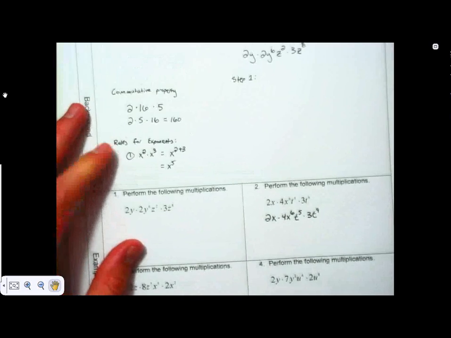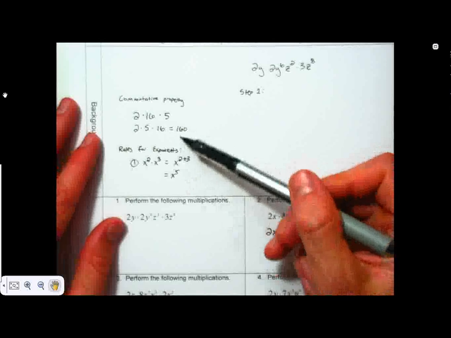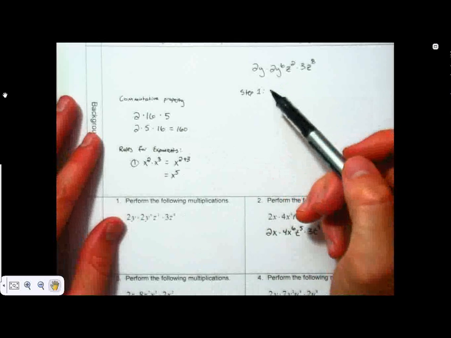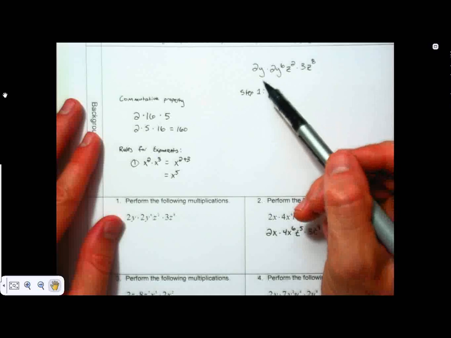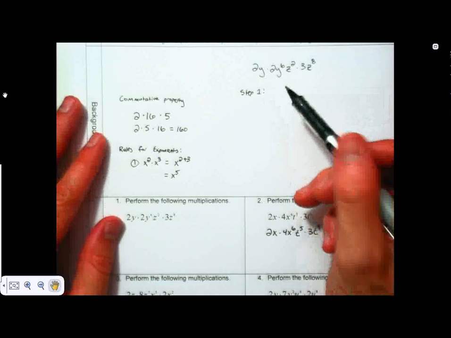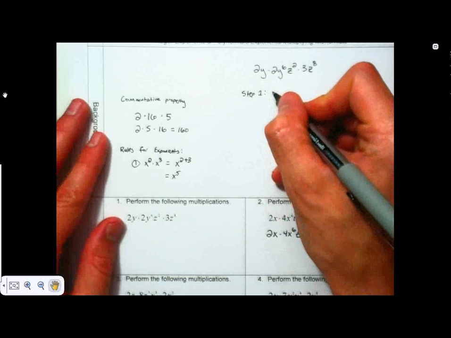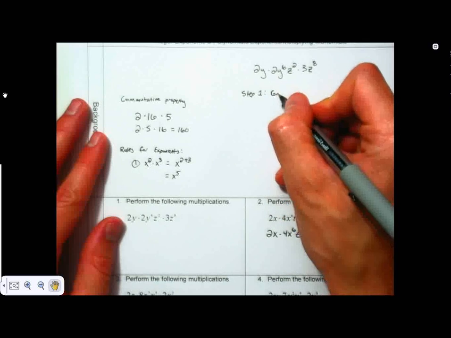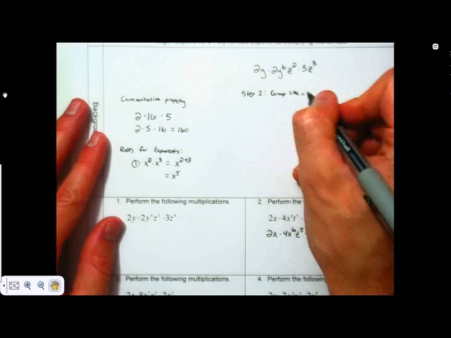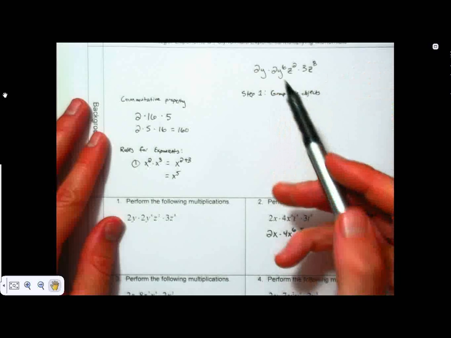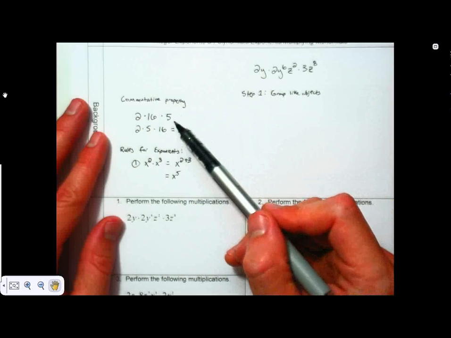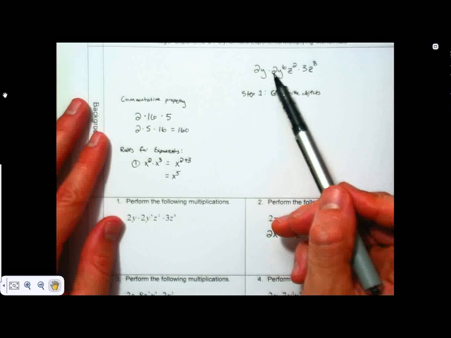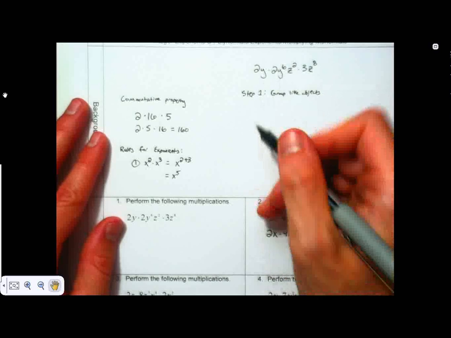So let's take a look at number 1 and see if we can use these two ideas to help us solve it. So number 1 is multiplying a whole bunch of stuff together. So the first thing I'm going to do is to switch around the order of my terms. What I'm going to do is group like objects. I'm going to put all my numbers first. Remember, this 2 isn't really attached to the y, it's being multiplied by y. Well, I can switch around any multiplication. So I'm going to put all my numbers first, then I'm going to do my variables last.